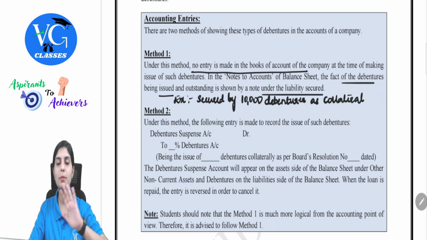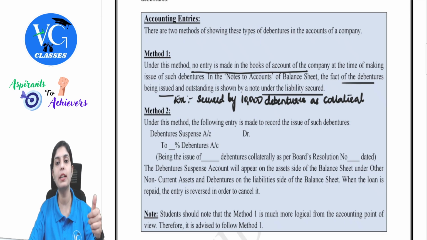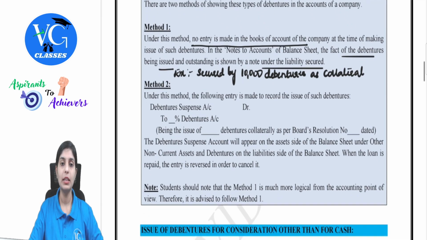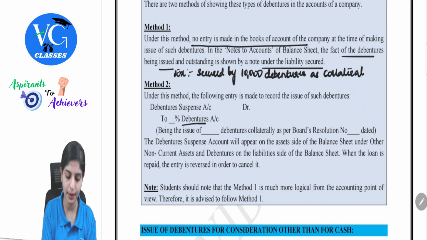So under method 1, simply there will be no entry. Whereas under method 2, the following entry will be recorded. See, this arrangement is just a temporary arrangement, as I explained to you in the structure. Here, if you observe the entry, they are impacting the issue of debentures. So when it is issued, ultimately the money should be credited to percentage debentures. That is what is happening here.